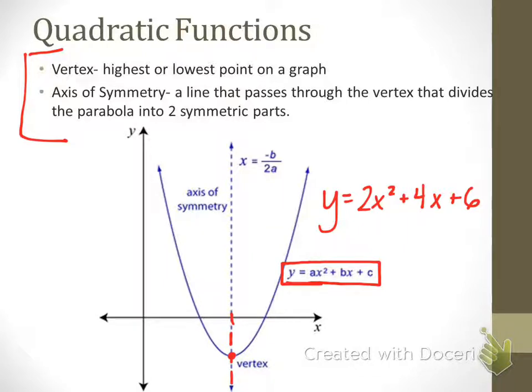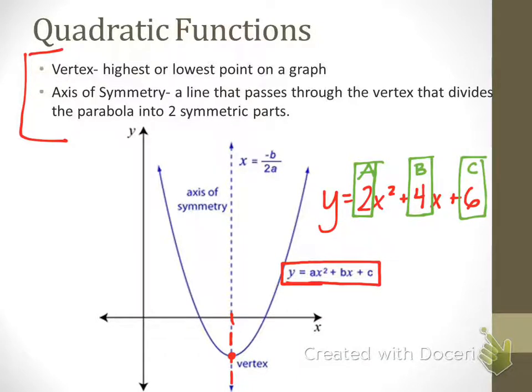Basically, what you are going to have to identify, is everybody listening? What you are going to have to identify is A, B, and C. A is always the number in front of x squared. So A would be 2. A is not 2x squared. A is just 2. B is always the number in front of x. And C is always the number by itself.